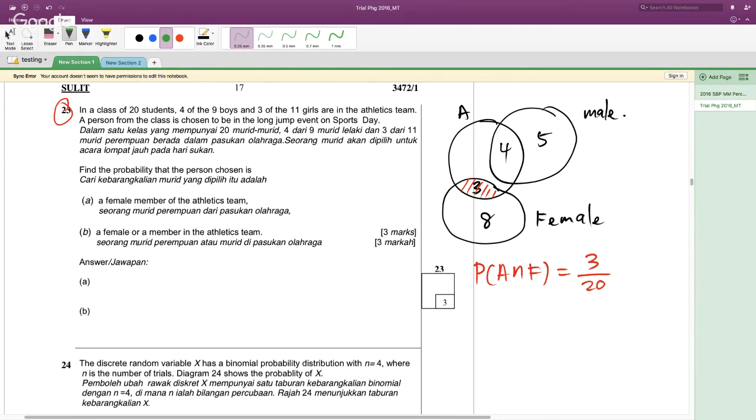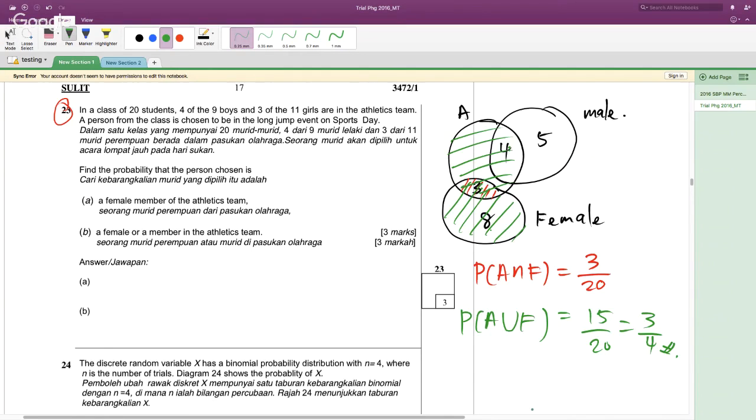Then the second part: you want to choose a person who is a female or a member of the athletics team. So for this, you have to join all the females with all the athletics team, which means union. So this one is A union F. You just see how many you have in total: you have 4, you have 3, you have 8. Just add together is 15 over 20. So the final answer should be 3 over 4.